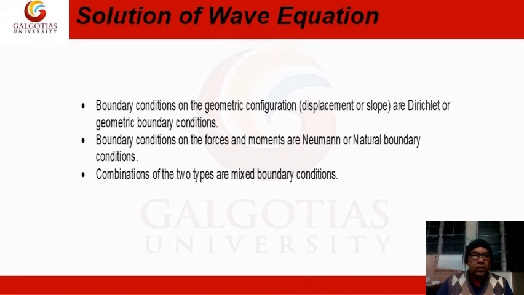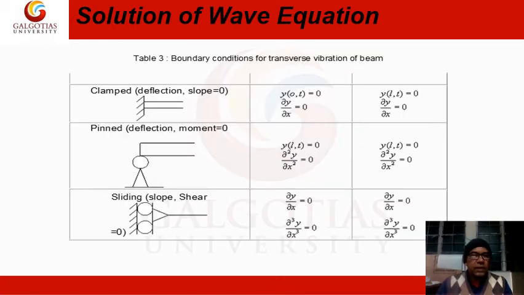So boundary conditions of the geometric configurations are the essential or geometric boundary conditions. Boundary conditions of the forces and moments are the natural boundary conditions. A combination of the two types is mixed boundary conditions. These are the boundary conditions for the transverse vibration of a beam.